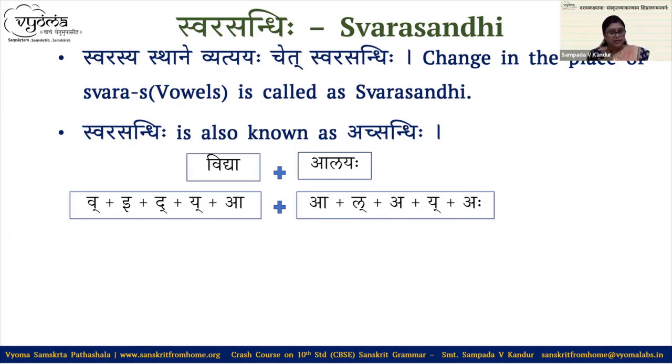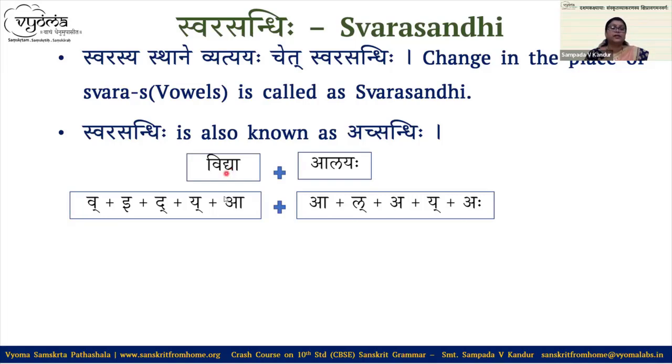Swarasya sthane vyatyayah iti Swara Sandhi. Change in the place of Swara, those are vowels, is called Swara Sandhi. Swara Sandhi is also known as Ach Sandhi. Now they have given an example: Vidya plus Alayah. Okay. So what should we remember? That change happens at the swara's place, because it is swara sandhi.